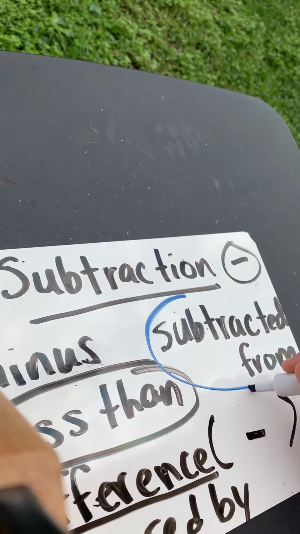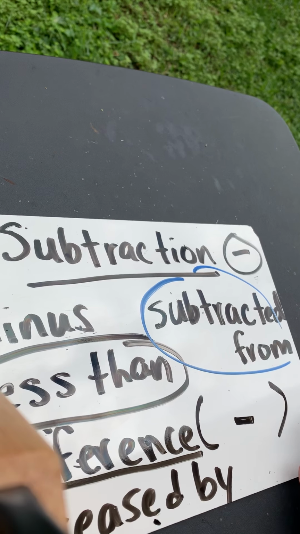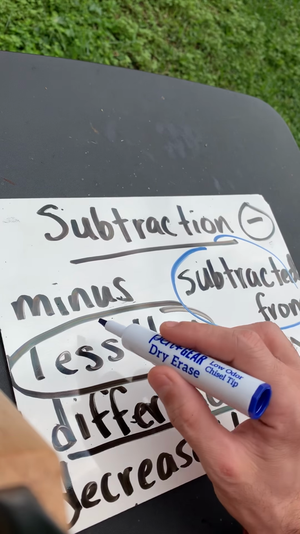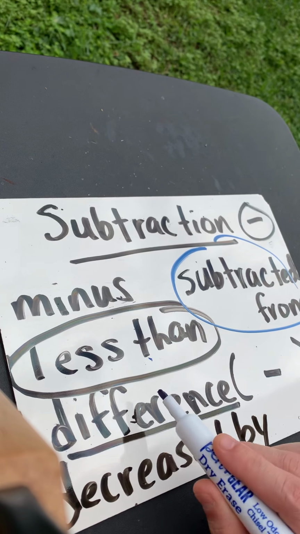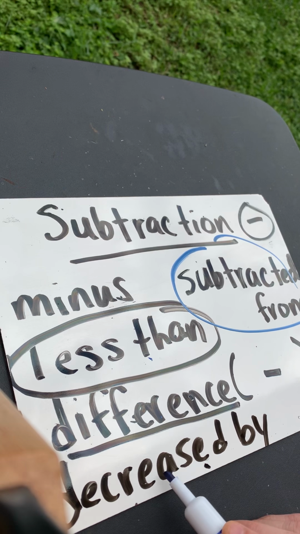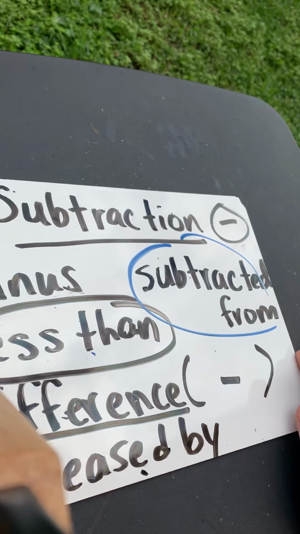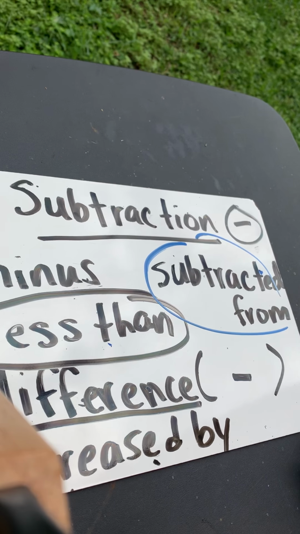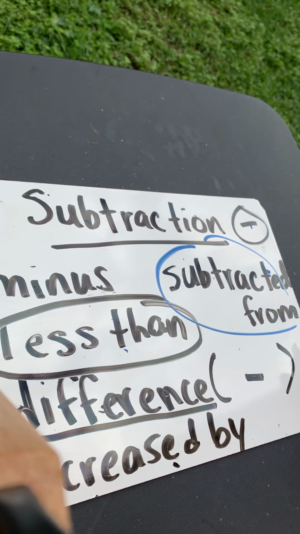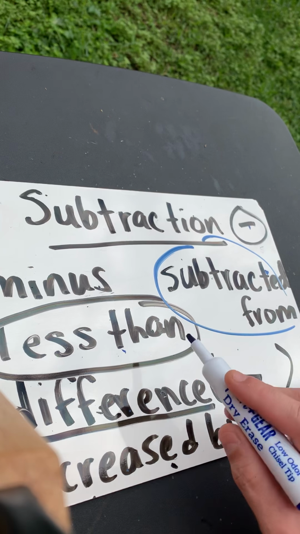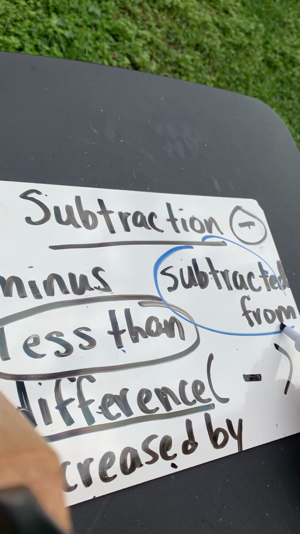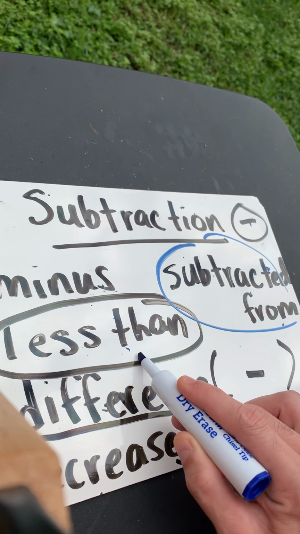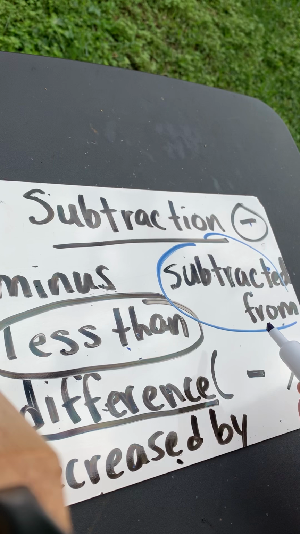Next, subtraction. Minus, less than, difference, decreased by, and subtracted from. These are some examples that mean minus. Now, same thing over here. There's two order changers. Subtracted from and less than are both order changers.